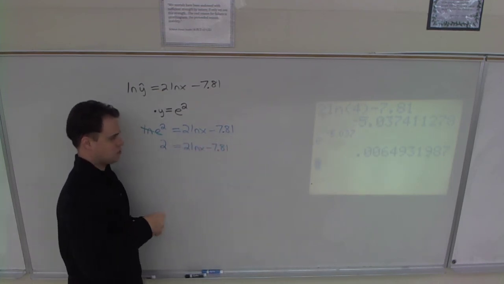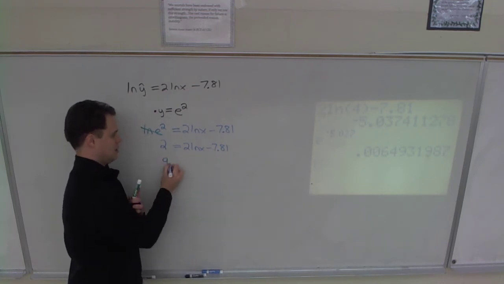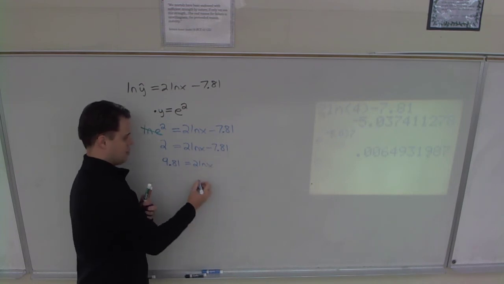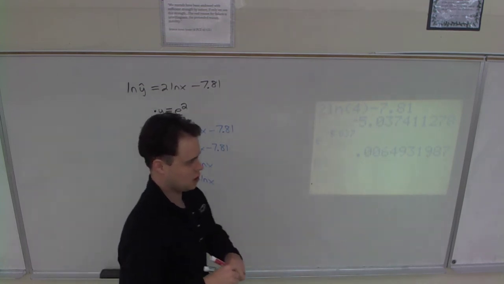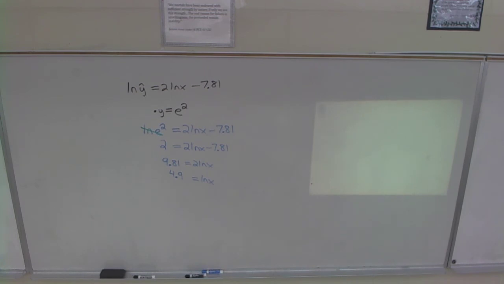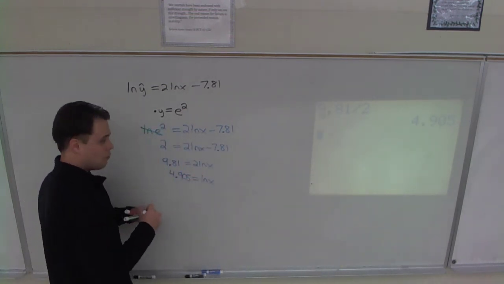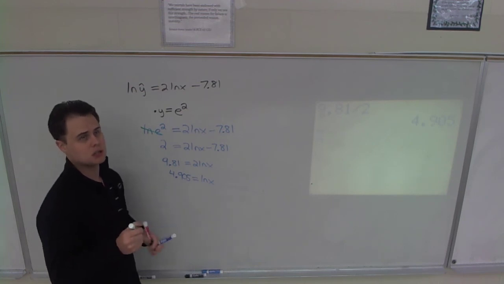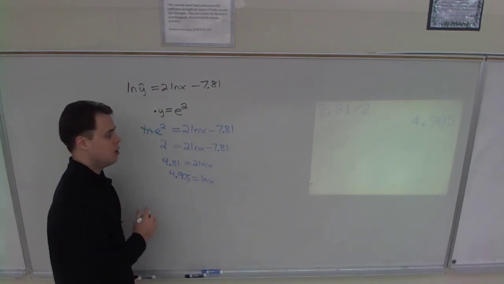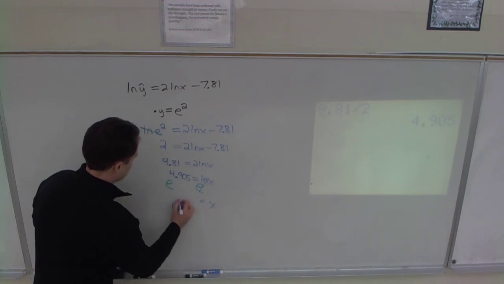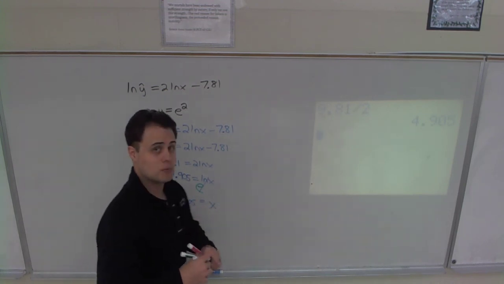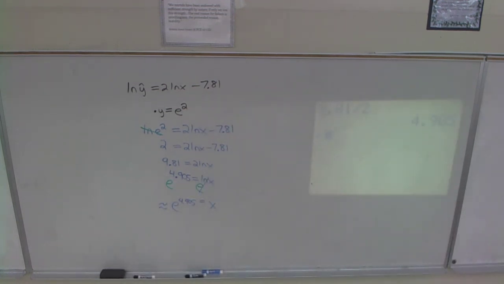And now we just need to solve for x. So I'm going to add. So what's that going to be? 9.81. I'm going to divide. So it's going to be what? 4.9 something. Let's use our calculator. .905. And once again, how do I get rid of logarithms? Use the inverse function, which is exponential. The exponential that goes with natural log is base e. That cancels here. So you get x is e to the 4.905 power. Which is going to be a pretty big number, I think. So there we go. There's our last prediction.